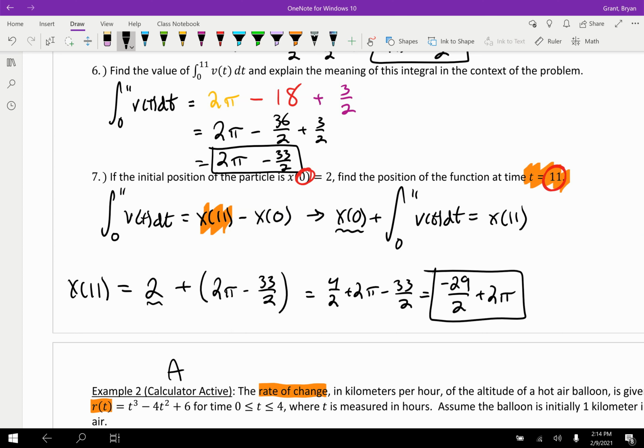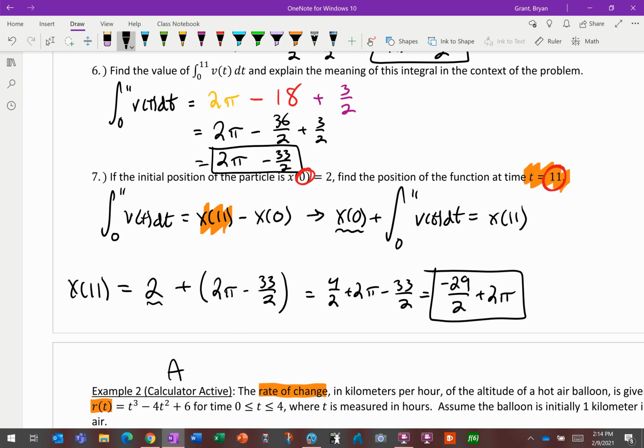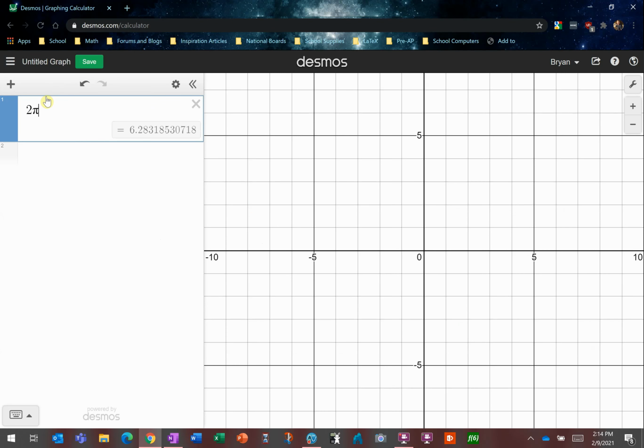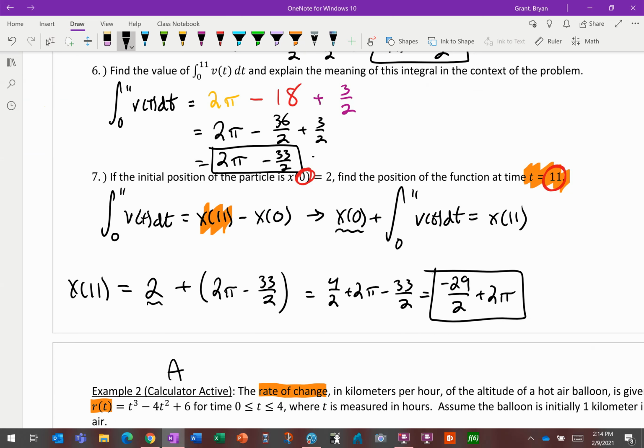I would not suggest you ever turn this into a decimal value on the test, but at least for today, let's go ahead and look at the decimal value of 2 pi minus 33 halves, right? So we're going to go over here and we're going to say 2 pi minus 33 halves. So negative 10.216. So it's approximately negative 10.216. What does that mean?